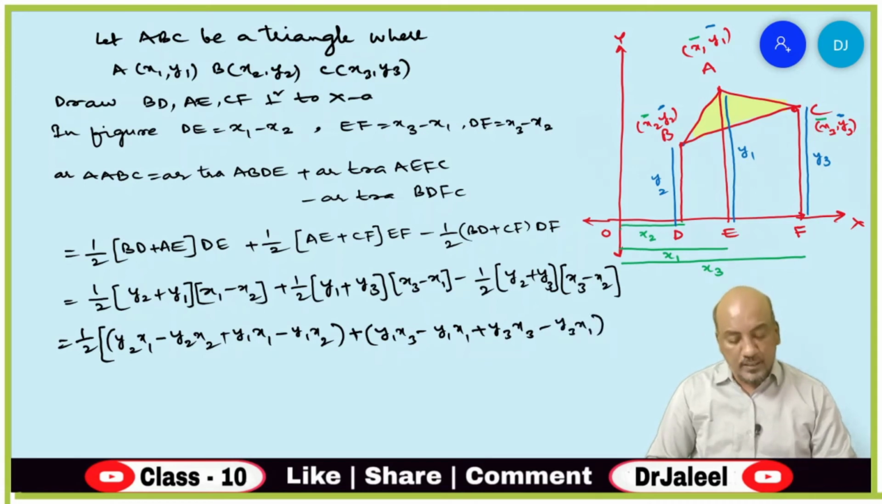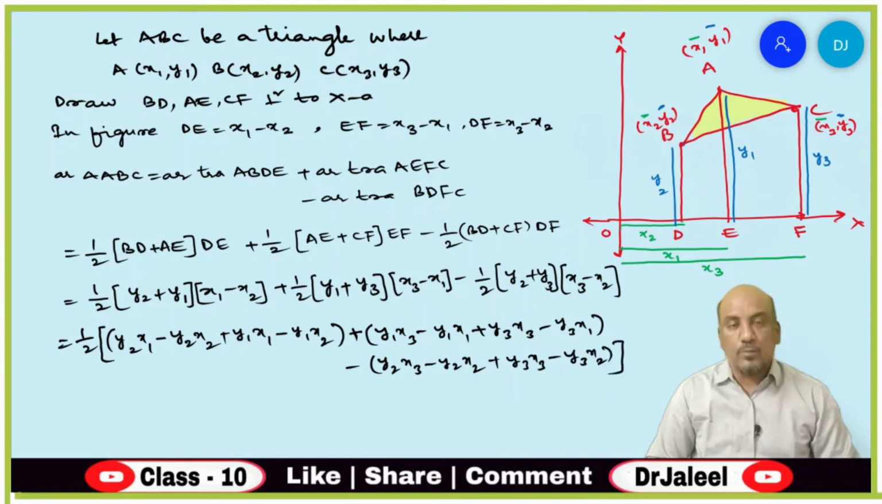Next we should go for third trapezium, that is minus half anyhow is taken. So tell me, what do you do? y2 into x3, that is y2 x3, again y2 into minus x2, that is minus y2 x2, plus y3 into x3, y3 x3, plus y3 into minus x2, that is minus y3 x2, bracket close. Now let's simplify it further.